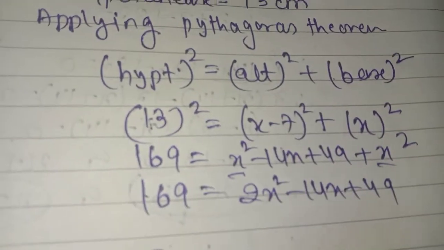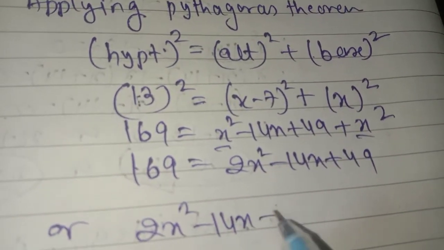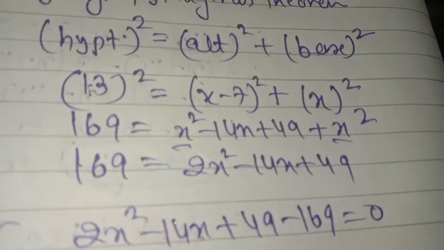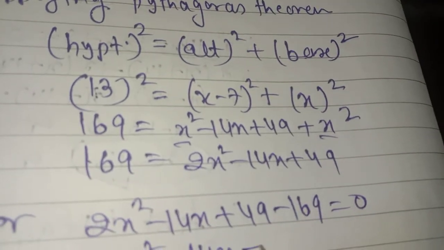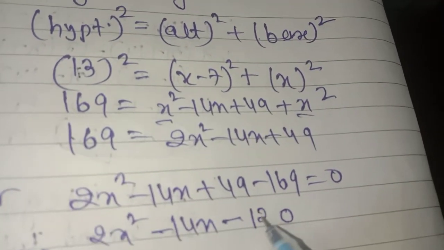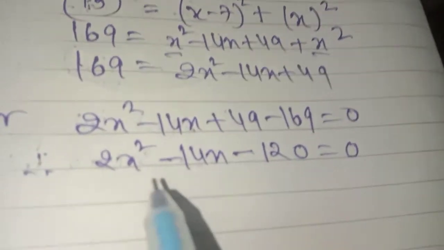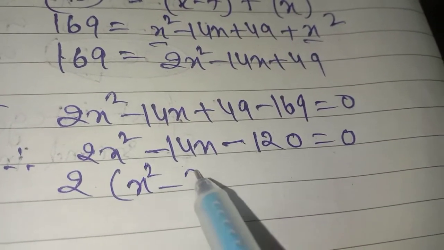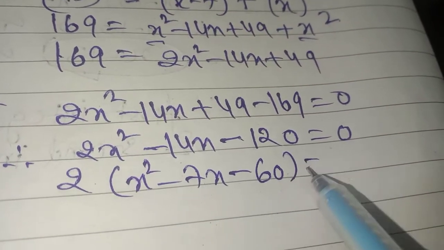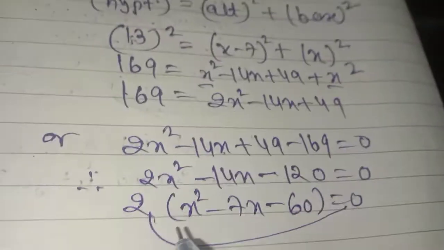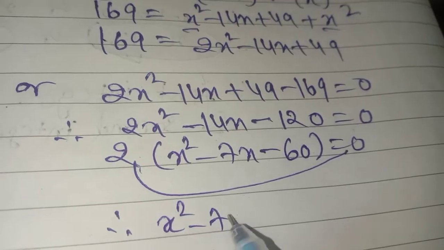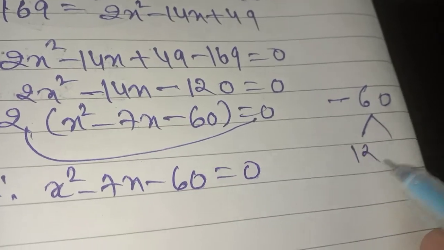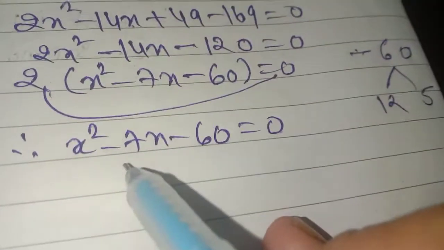So here it is x square and x square is 2x square minus 14x plus 49. Write in standard form: 2x square minus 14x plus 49 minus 169 is equal to 0. So I will write here 2x square minus 14x minus 120 is equal to 0. Take 2 common, it will be x square minus 7x minus 60 is equal to 0. Take 2 here, 2 will become 0. So what do I write now? x square minus 7x minus 60 is equal to 0. Now two factors of minus 60 will be 12 and 5. So it is minus 60 and you can see the middle term is minus.